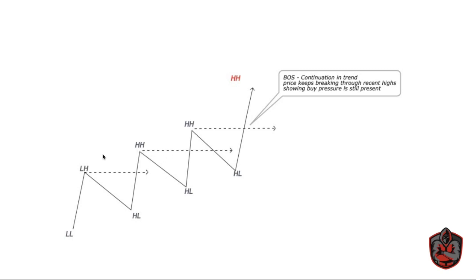Once price creates that new higher high and prints that higher low, and then it impulses above that recently created higher high, that is identified as a break of structure. This break of structure signals a continuation in trend, because it shows the buyers are still in power, as none of the lows were broken, only the highs were broken, which allows us to look for opportunities to buy into the market.